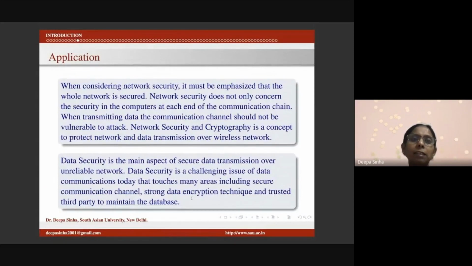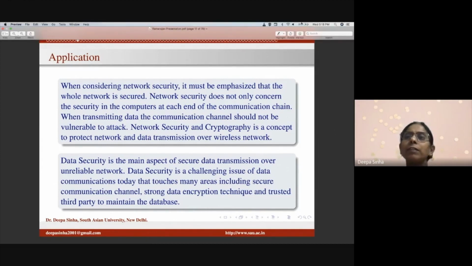When considering network security, it must be emphasized that the whole network must be secured. Now we come to the actual topic: when we are talking about network security, the whole network must be secured.